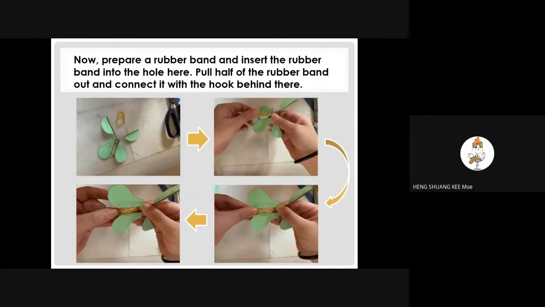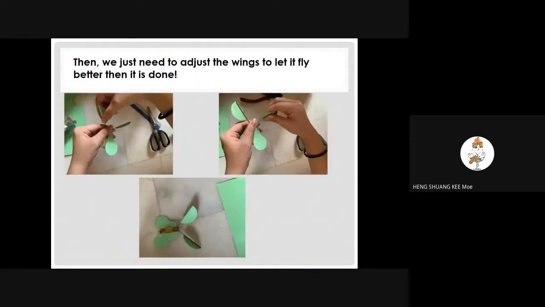Okay, then now we should prepare a rubber band. Then you insert the rubber band that I said just now in the holder, and then you pull it out and put it at the hook behind there that I just now said we need to make, to put the rubber band. Okay, so we adjust the wings to let the butterfly fly higher or longer.